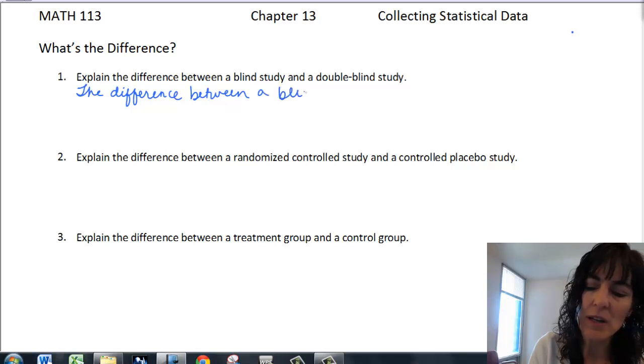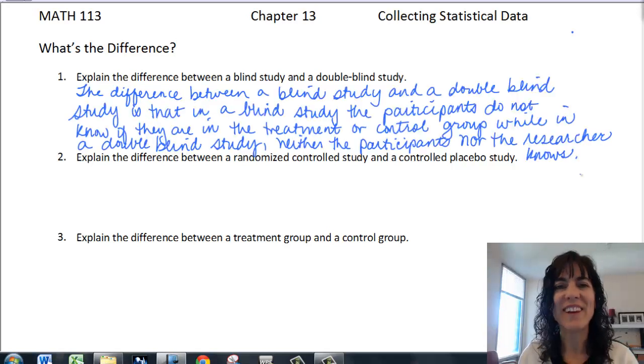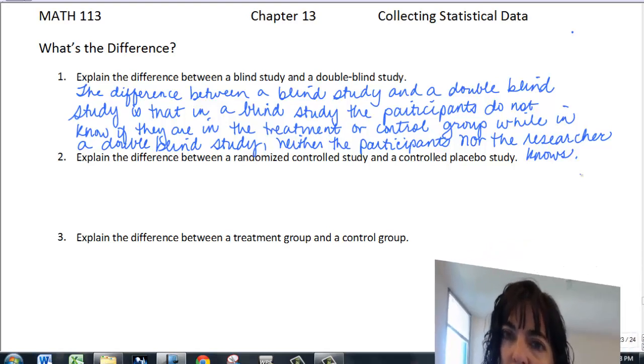Okay, so I didn't have to restate the entire thing, just the piece of it that was different. My sentence now reads, the difference between a blind study and a double-blind study is that in a blind study, the participants do not know if they are in the treatment or control group, while in a double-blind study, neither the participants nor the researchers know.